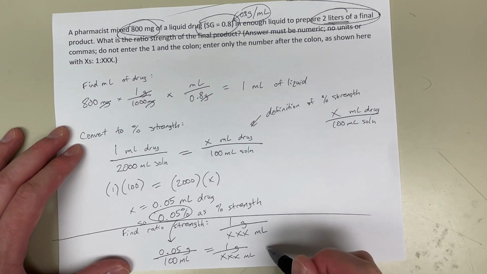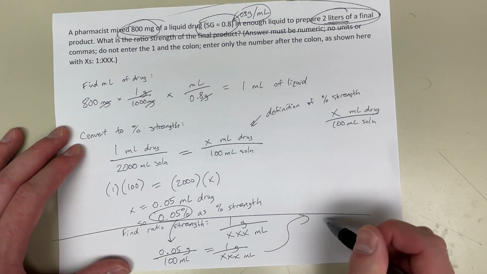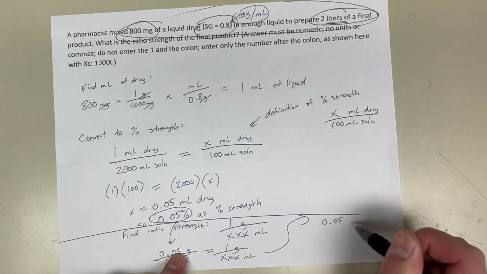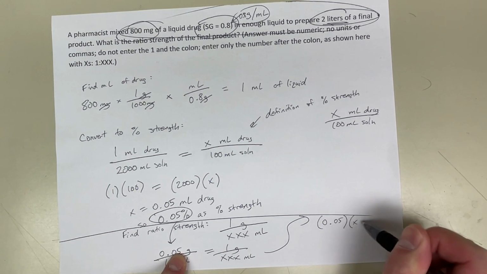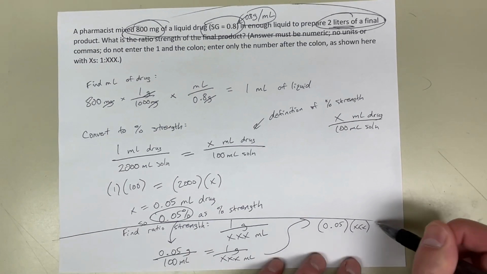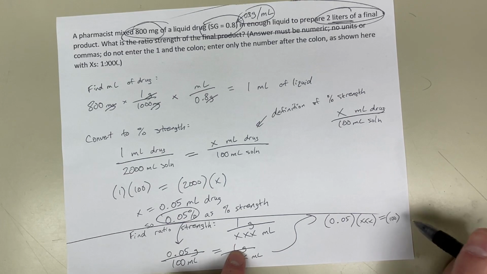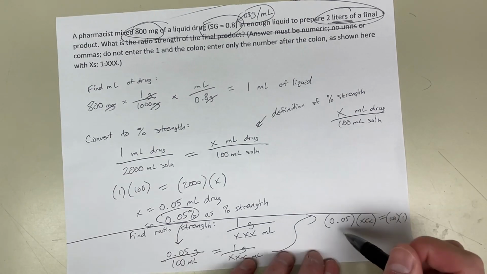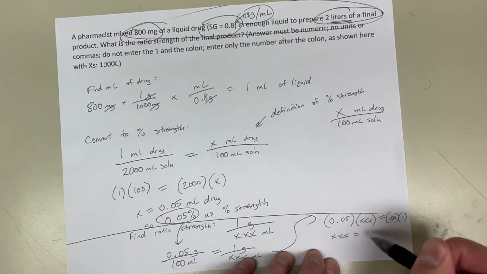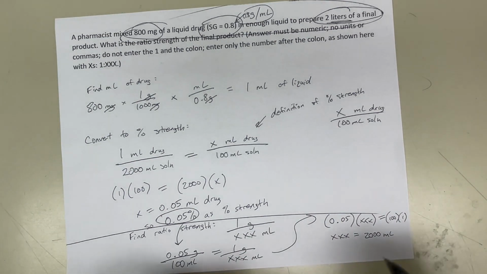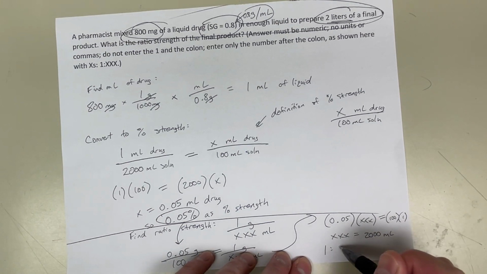So 0.05 times X equals 100 times 1. So when I solve for that, my X equals 2,000 milliliters. So my real ratio strength would be written as this, 1 to 2,000.